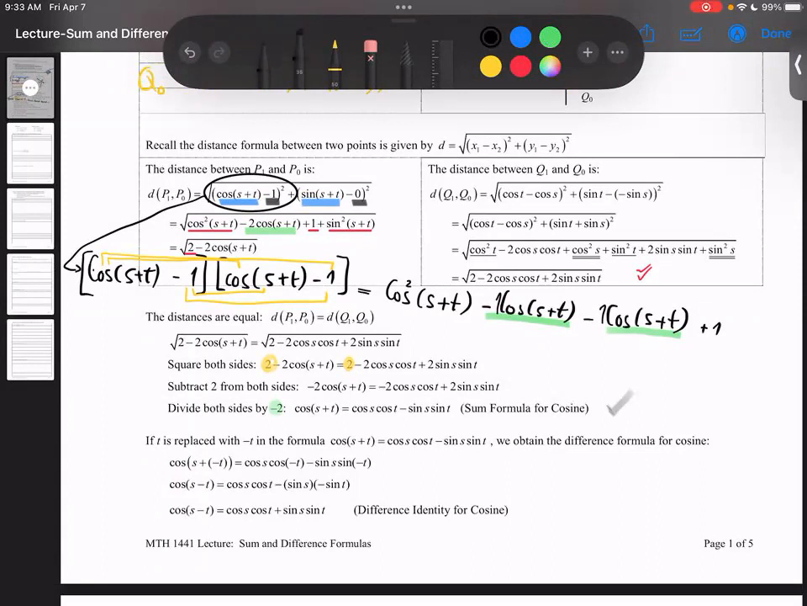I know what you're thinking. Well, if you have a sum of cosine, there's going to be a sine, right? And you're right, there's another one. There will be some formula for sine. And on top of that, you have cosine of s plus t. What about cosine of s minus t? All you have to do is replace the positive t with the negative t. And then you have that, right? Here are all 4 of them.